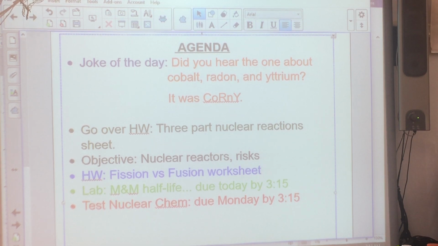Today we'll be going over the homework, which is a three-part nuclear reaction sheet. That should take about 5 minutes or so. Then we're going to learn about nuclear reactors and the risks involved with nuclear chemistry. And then you've got some homework for tonight. You do have a lab that is due today at 3:15, and the test on nuclear chemistry is going to be due Monday at 3:15. Okay?